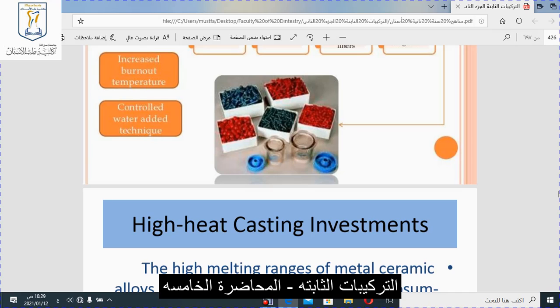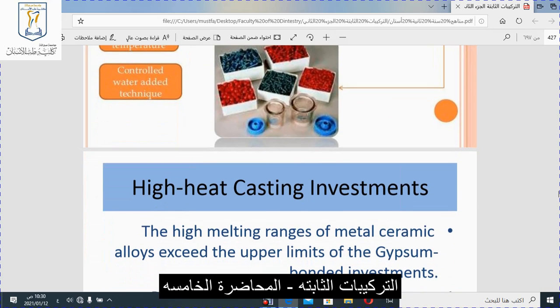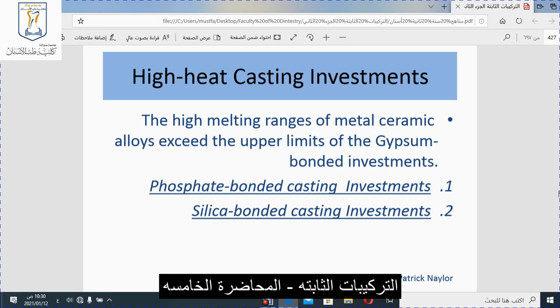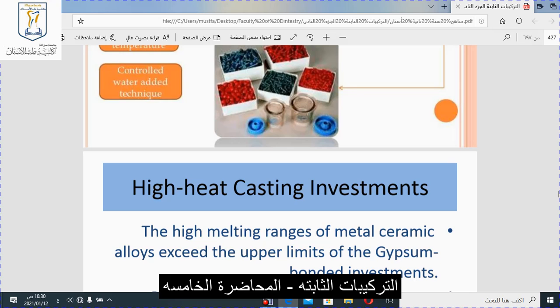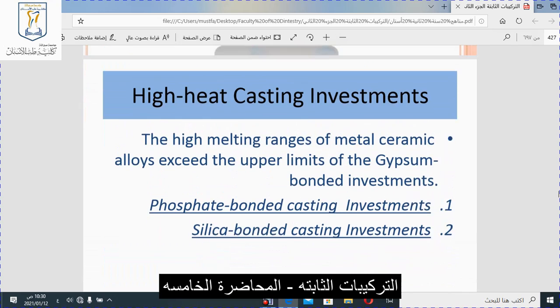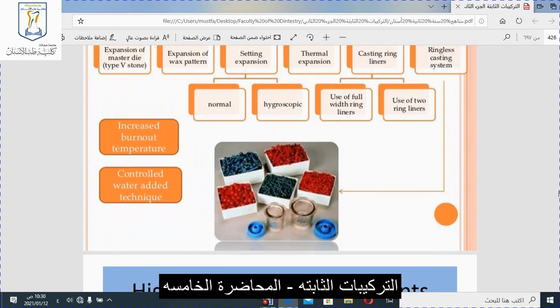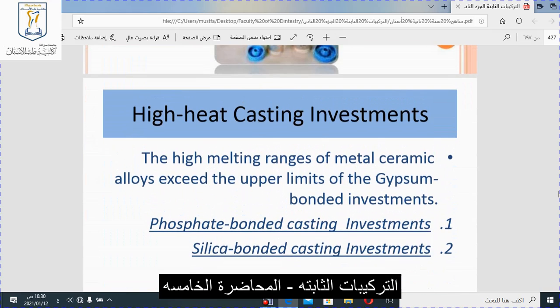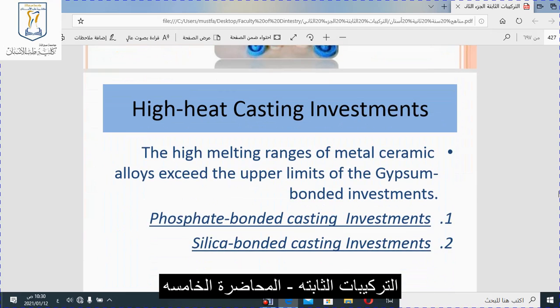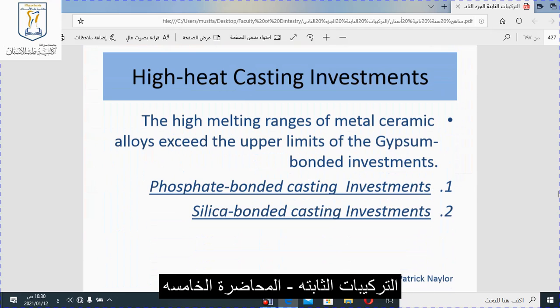But in the case of the gypsum bond investment, we have the metallic ring to support the investment and prevent its breakage. In the case of liners, the liner is only given for the metallic ring with gypsum bonded investment, because we have the liner to give an amount of freedom for expansion.